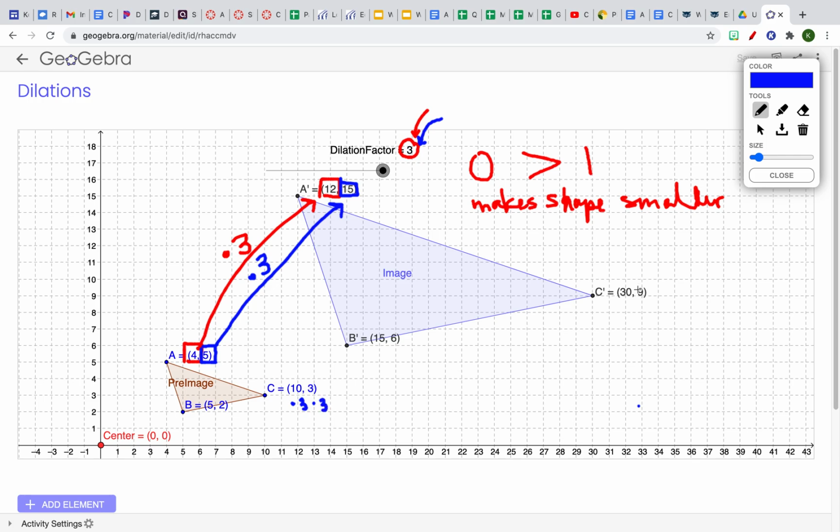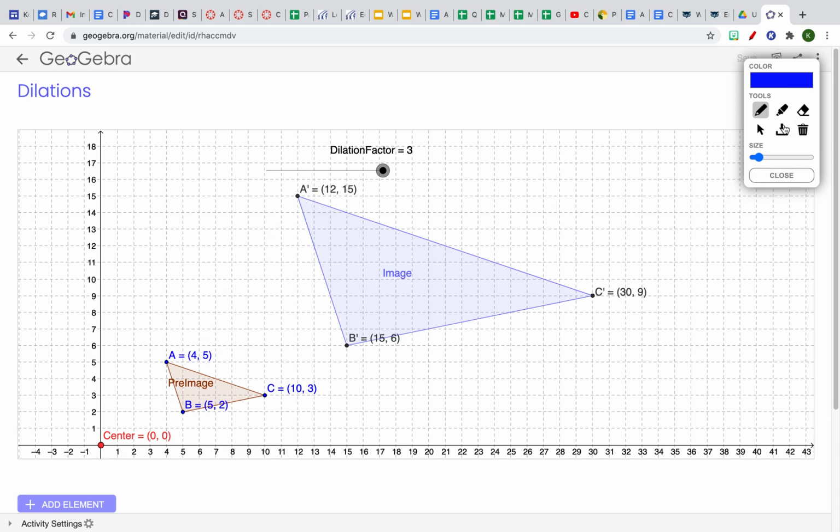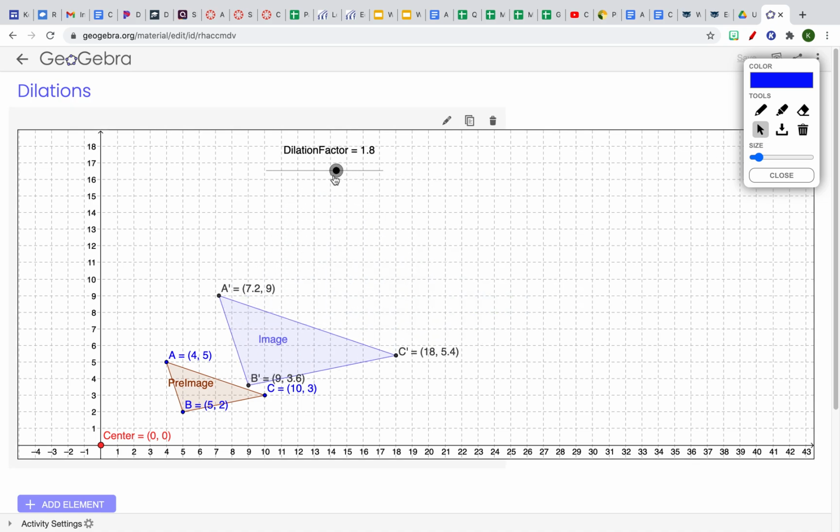So if I'm asking you to dilate it to a scale factor of 3, you can see that you're going to multiply each of the original coordinates times 3 to find it. If I asked you to find the new coordinates for a scale factor of 0.8, all you do is multiply each of the points times 0.8. That's it. It gets even easier. Well, not really.